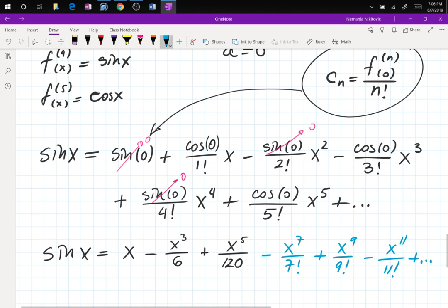I can only turn it on and off. Okay, x to the 4. I have this plus x to the 5 divided by 120. Look at the black line.